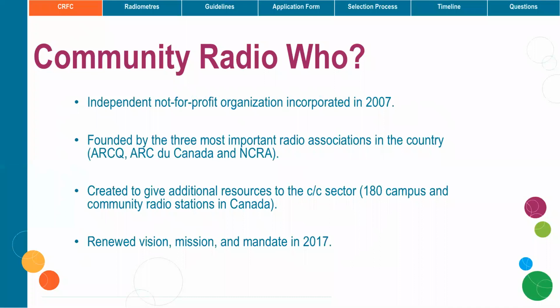If you are not familiar with the Community Radio Fund of Canada, you should know that we are a not-for-profit organization created in 2007 by the country's 3 largest community radio associations: l'Alliance des radios communautaires du Canada, l'Association des radiodiffuseurs du Québec, and the National Campus and Community Radio Association, or the NCRA if you prefer. Although the fund was created by these 3 associations, we remain an independent organization. We have just adopted a new vision, mission, and mandate. You can check it out on our website.